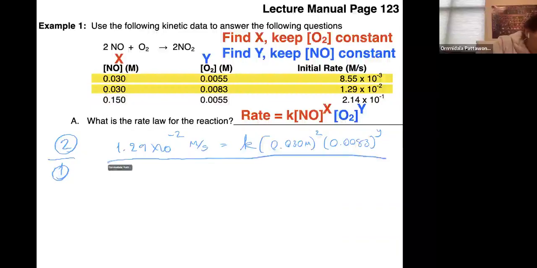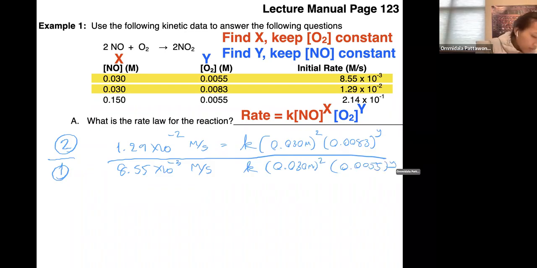divided by experiment 1. So it's going to be 8.55 times 10 to negative 3 molar per second equal to K times the concentration of nitrogen monoxide multiplied by the concentration of oxygen. Now I'm going to eliminate that unit, and this unit as well, and this is going to be canceled out. Now we combine this and calculate the result.